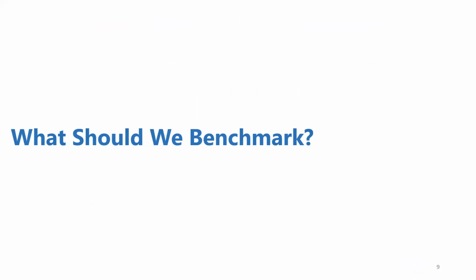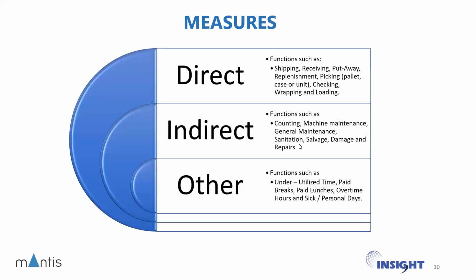Now, what should we benchmark inside the operation? Lots of things that we can look at. Typically, we have 3 types of functions in the operation. The direct function, which is anytime we're touching product or we're actually doing productive work. These are typically what we're engaging in industrial standardization, when you talk about market standards or comparable industry standards, because we're measuring these things.